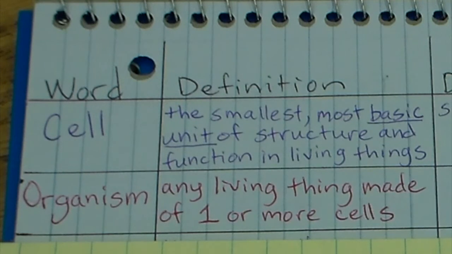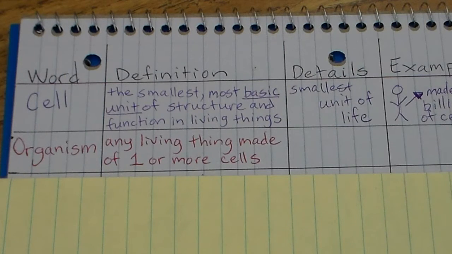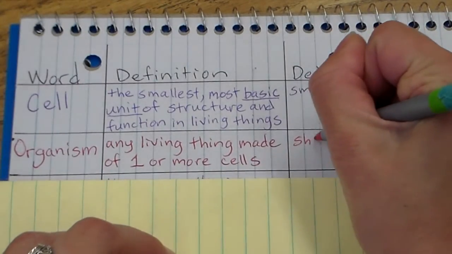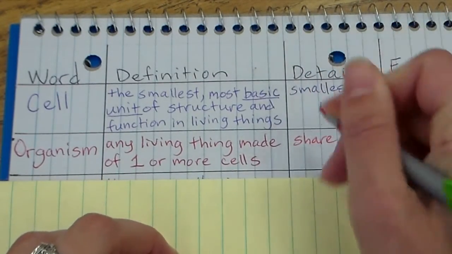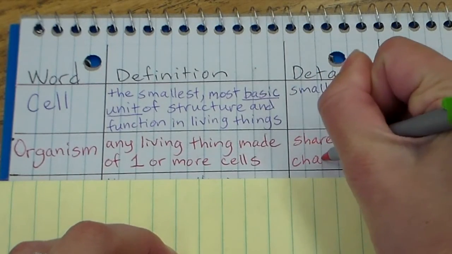So our next word today is organism, O-R-G-A-N-I-S-M, organism. An organism is any living thing made of one or more cells. Again, an organism is any living thing made of one or more cells. And what we're going to be seeing this week is that something that unites all organisms is that they share 5 characteristics.